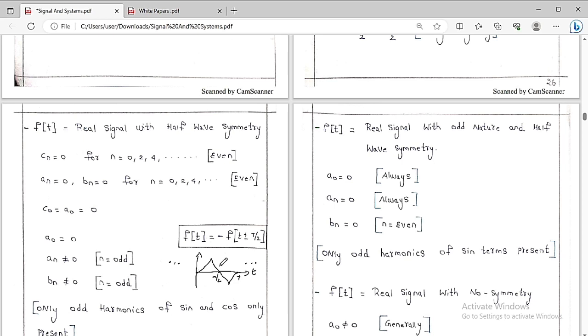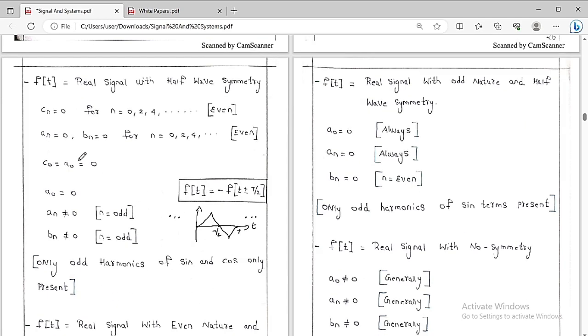So this is the example I have shown here. If f of t is equal to minus f of t plus or minus T by 2, then we can say it is a half wave symmetric signal. Then what is going to happen? Listen carefully. Cn is equal to 0 for n is equal to 0, 2, 4 and so on. So for all the even values of n, the exponential Fourier series coefficient Cn is equal to 0.